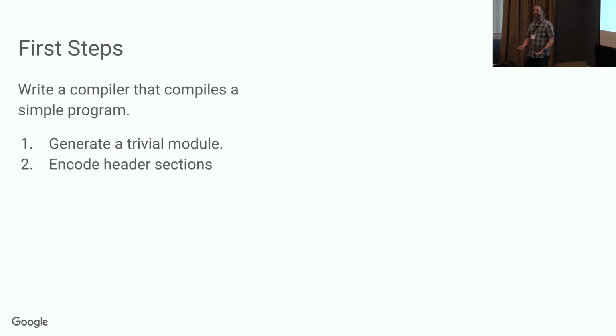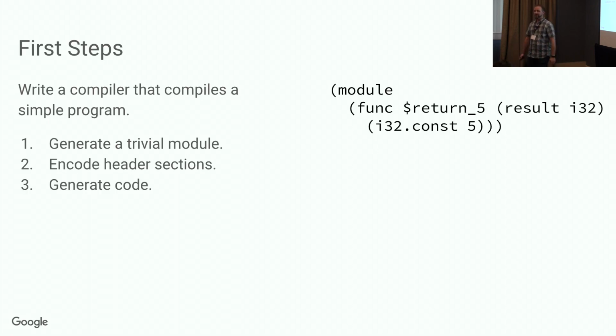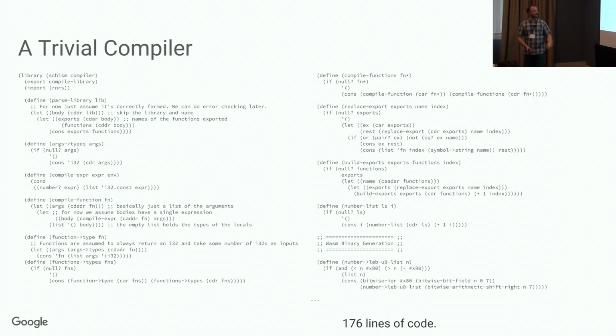And then from that point, I kept on adding more and more stuff. There's a bunch of header sections you have to add to it, and so on. And then finally, I generated code. And so this is more or less what that program translated to. There is a module with a single function that returns a constant 5. Okay. So when this is all done, this is like half of the compiler.